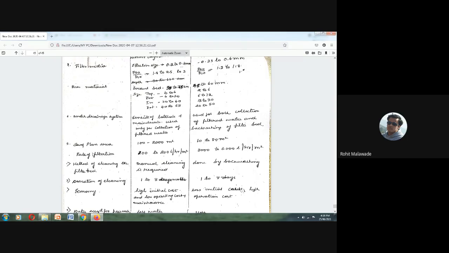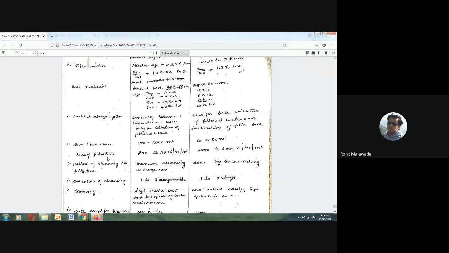Then the area: your slow sand filter is going to consume an area of around 100 to 2000 square meters, whereas, as I have told, a rapid sand filter is going to consume very little area, only around 10 to 80 square meters.